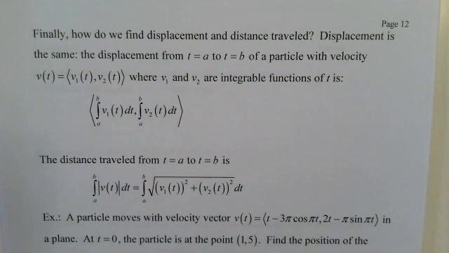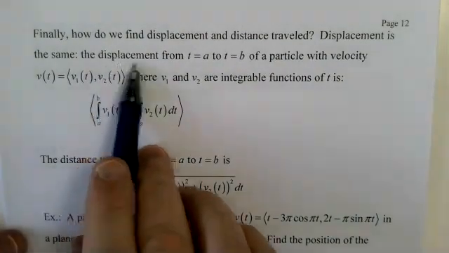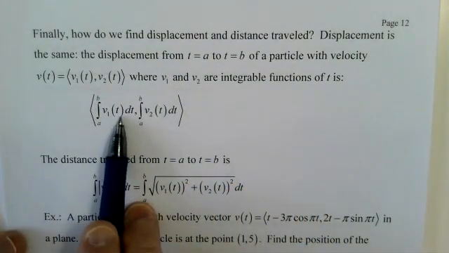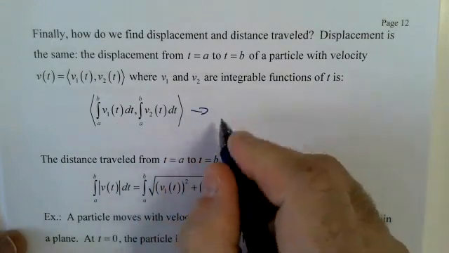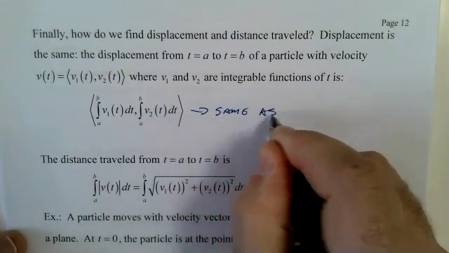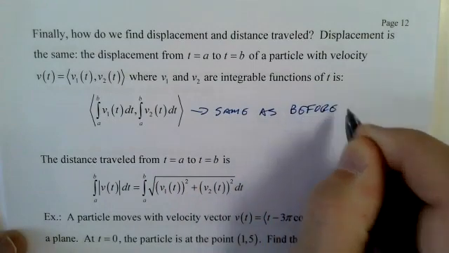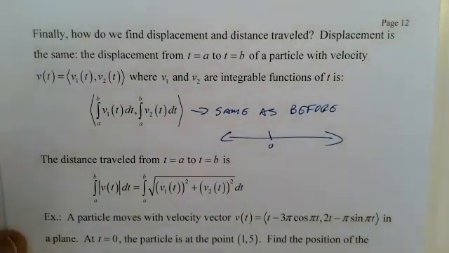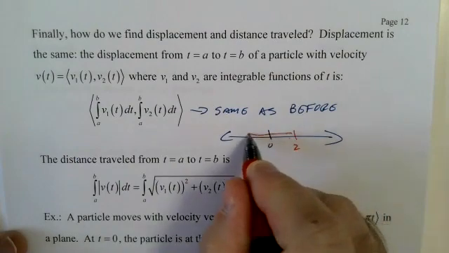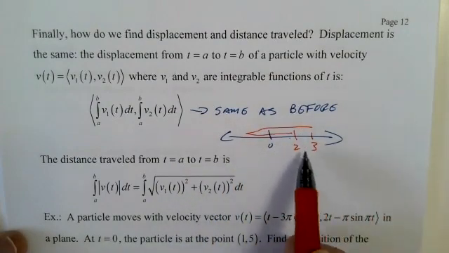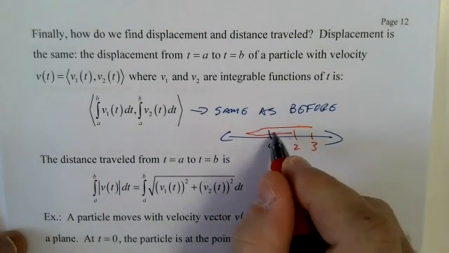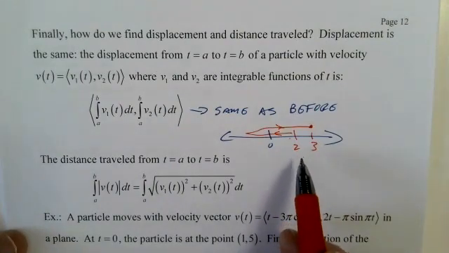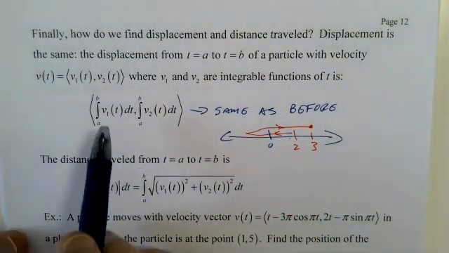How do we find displacement and distance traveled? Displacement is the same. Displacement from A to B of particle velocity is right here. Integrate separately. So displacement means on a number line, I start, who knows where? Here's 0, but I start at 2, and I go here, and I come back to 3. That's my displacement, 1. That's not how far I traveled, but that's my displacement. What my position is would be a better way to put it. All right, so we integrate them separately.